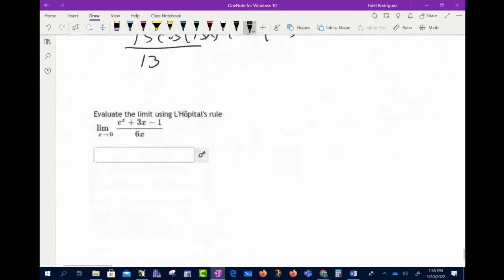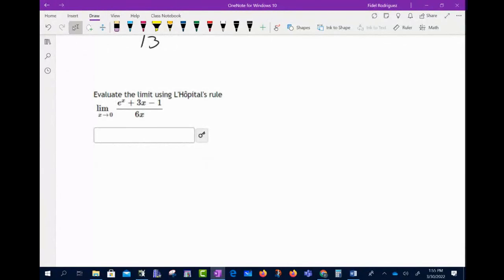All right. Okay. Again, we're going to use L'Hôpital's rule again. I want you to notice, y'all, if I plug in x equals 0 on the bottom, I'm going to get what? 0 on the bottom. If I plug in 0 on the top, that's going to become a 1 plus 0 minus 1. So yes, I have my indeterminate form.